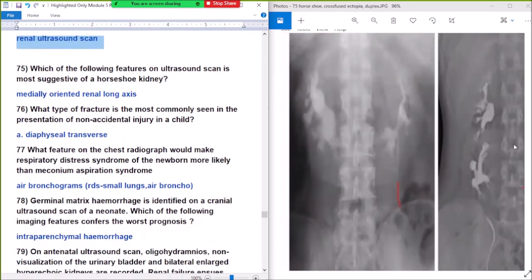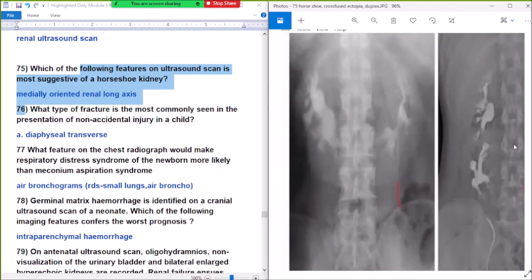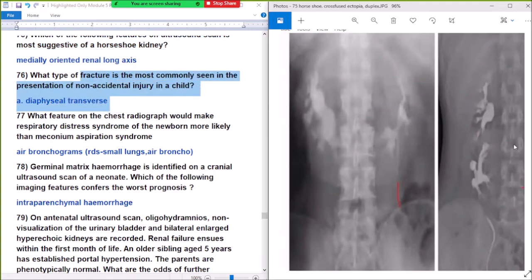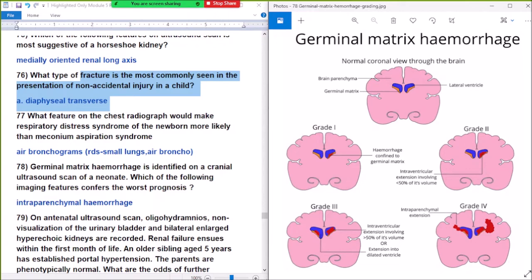Question 75. Which of the following features on ultrasound scan is most suggestive of horseshoe kidney? Medially oriented renal long axis. Question 76. Which type of fracture is most commonly seen in the presentation of non-accidental injury in a child? Diaphyseal fracture. Diaphyseal transverse fracture.